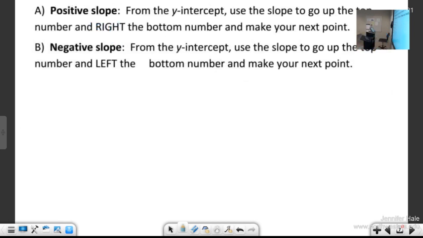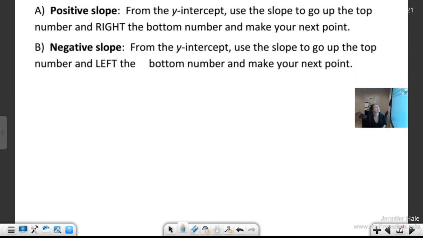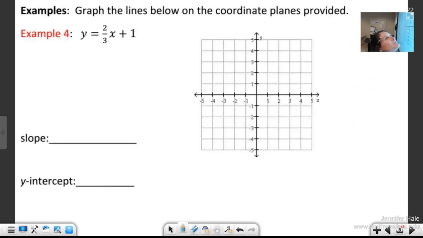So I put the steps up here, or the notes up here. There's a different way to do this, but this is the way I do it. When you're looking at it, let me move that real quick. All right. If you've got a positive slope, you're going to go up and to the right. And if you've got a negative slope, you're going to go down and to the right. So just pay attention to the slope, whether it's positive or negative, but you're going to always go over to the right, the bottom number. But if it's positive, you're going to go up and right. If it's negative, you're going to go down and right. Okay, so let's do some examples.